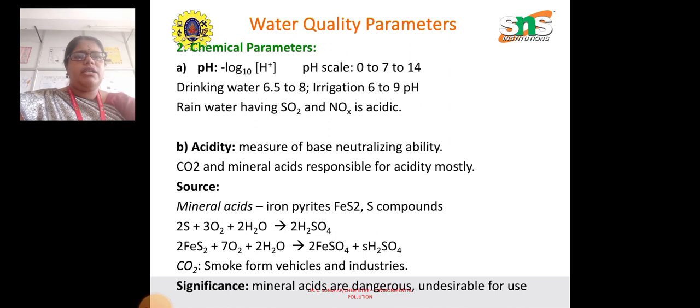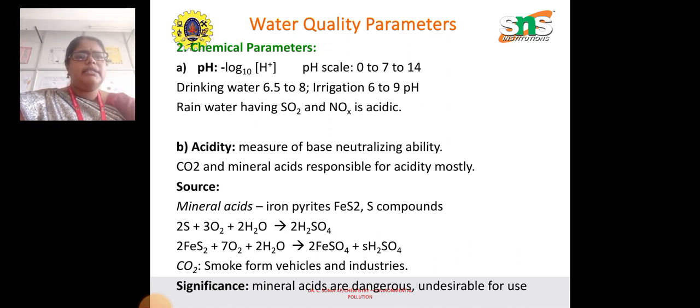pH of water is nothing but negative logarithm of H plus ion. So pH scale will range from 0 to 14. Drinking water will have a certain pH, that is from 6.5 to 8. For irrigation purpose, 6 to 9 pH is desirable. Rainwater is having sulfur dioxide and nitric oxide, so it is acidic in nature.